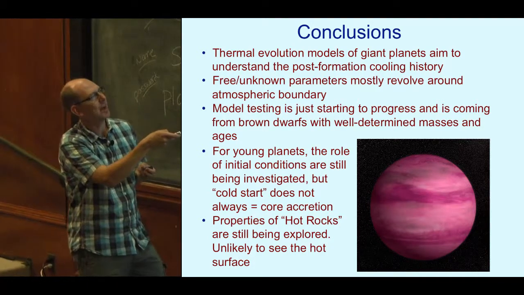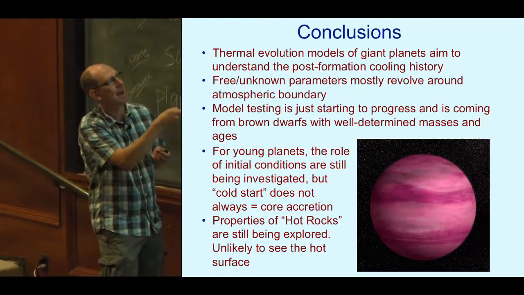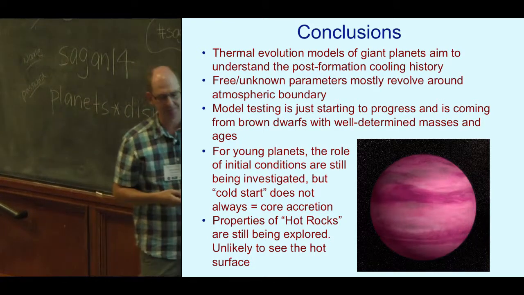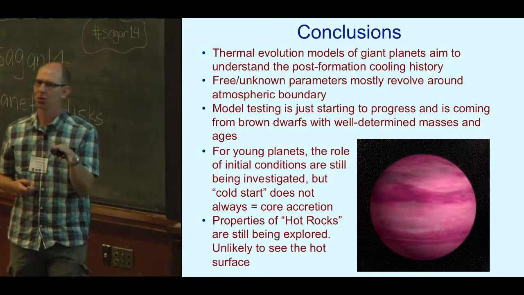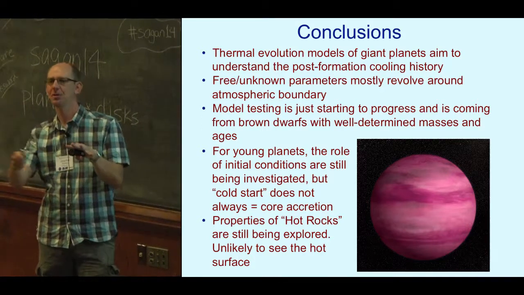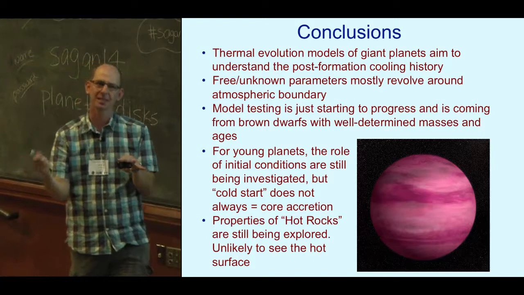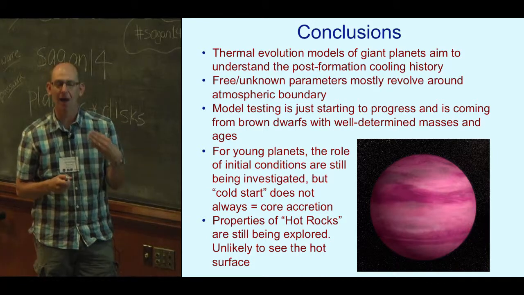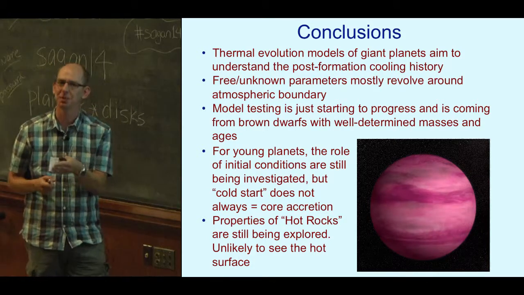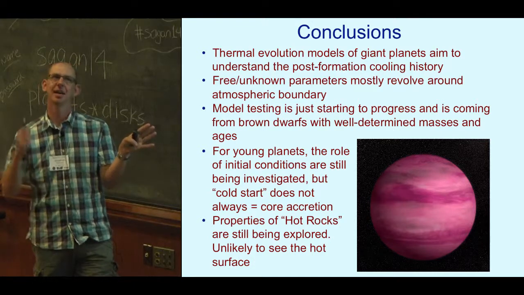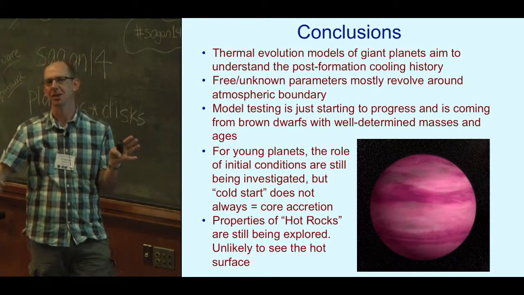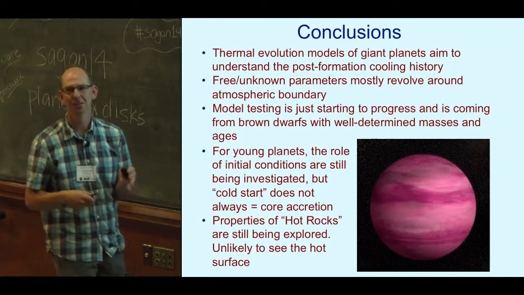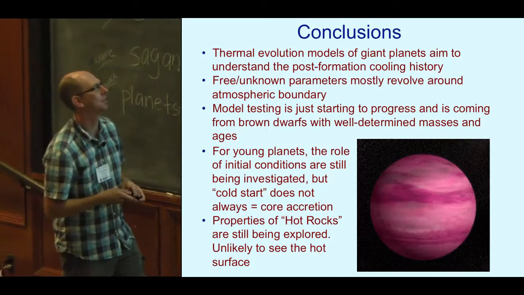Model testing is just starting to progress, and it's coming from brown dwarfs with well-determined masses and ages. Also, the HR 8799 planets I didn't really mention very much. That's a system where there's four directly imaged planets. And brute force dynamical integrations of the orbits of those planets indicate there are probably around 5 to 10 Jupiter masses, whereas some of the model fits would indicate probably more like 10 to 20 Jupiter masses. So that's the case where even though we haven't seen a full orbit of the objects, you can run brute force integrations that tell you the masses are probably a little bit lower than we were expecting. So that's also a very nice check on models.